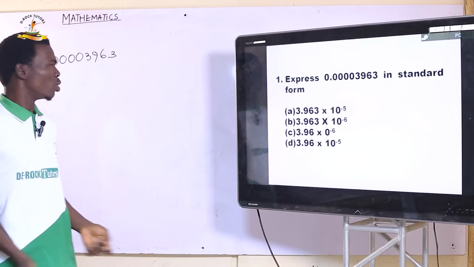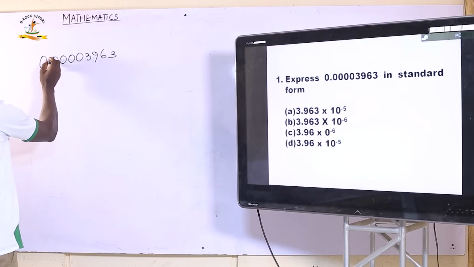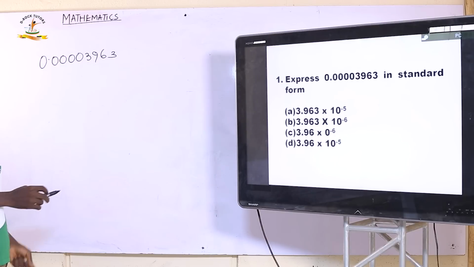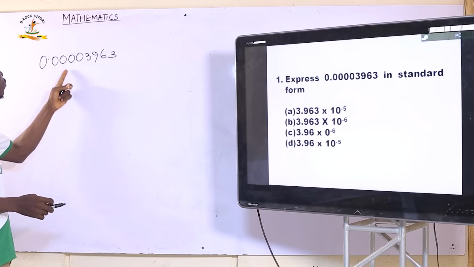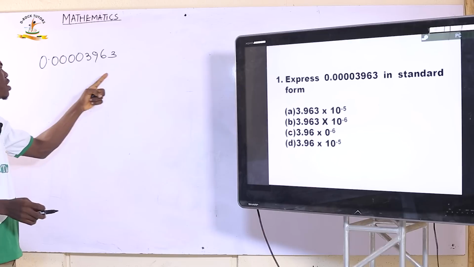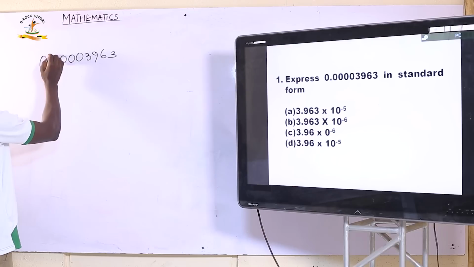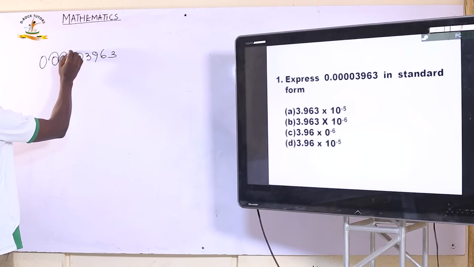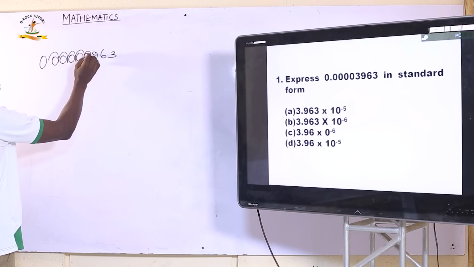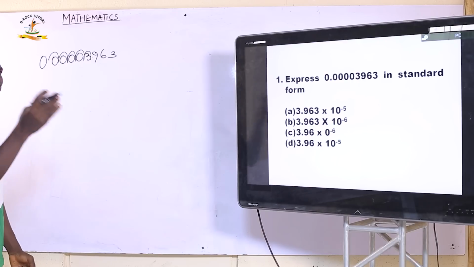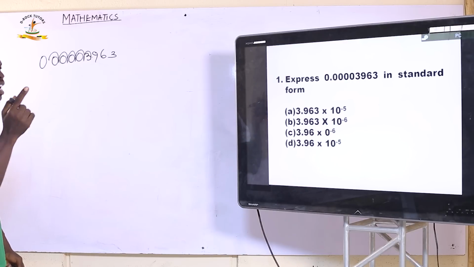So how do we go? The decimal point is here right now. We're going to move it, keep shifting until we meet the first figure. So let's shift, and we count the number of shifts we make. So 1, 2, 3, 4, 5, and so we have 5. So we shifted 5 times until we met a digit.